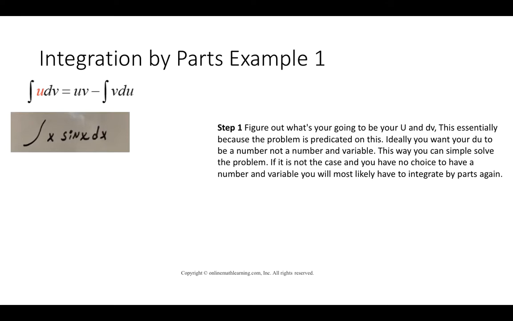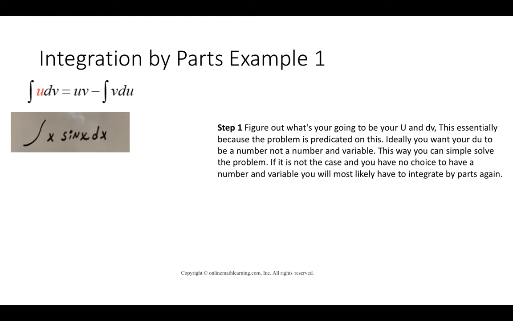So let's start with this example, right? Step one: figure out what's our u or dv. So we have an x and we have sine x. Which one of these, if we give a du, is going to give us a number in our du? If we do sine x, it's going to give us cosine x, and that's going to be a problem. But if we do x, the derivative of x is what? 1. So that's what we're going to use for our u. For our dv, we're going to use sine x.